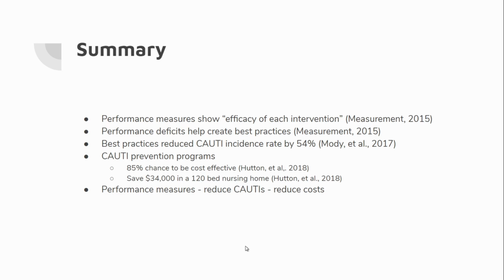Furthermore, preventing CAUTIs is cost effective. By investing in CAUTI prevention programs, a 120-bed nursing home could save net up to $34,000 yearly, and other healthcare facilities have an 85% chance of creating a cost-effective CAUTI prevention program. Therefore, performance measures help determine the best practices for CAUTI prevention, which in turn reduces the incidence rate of CAUTIs, thus reducing the costs.